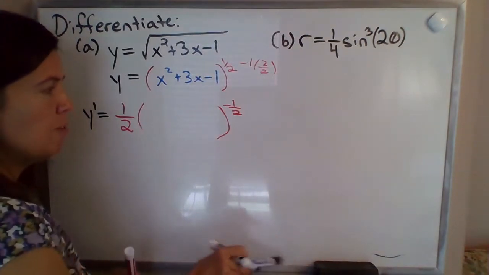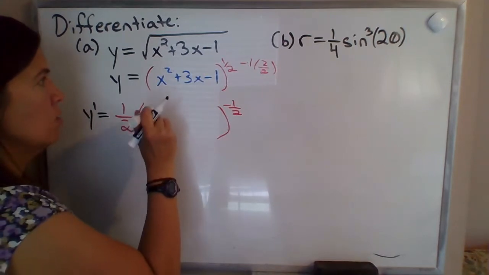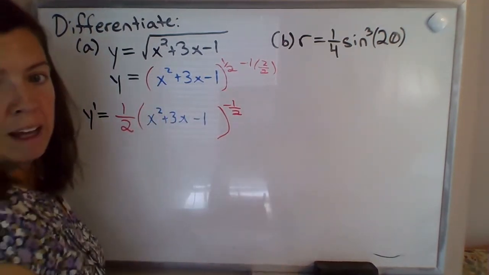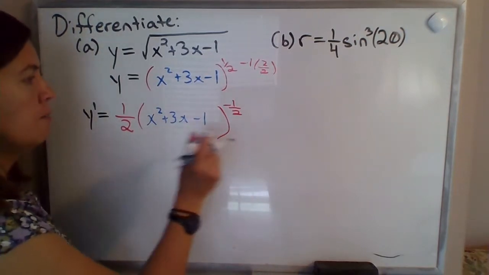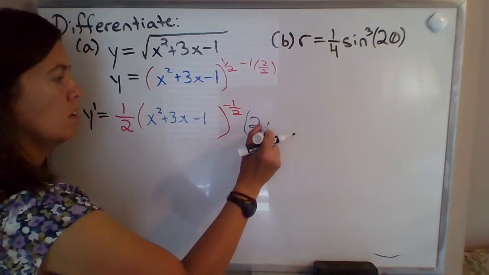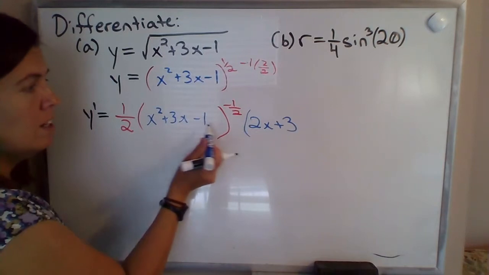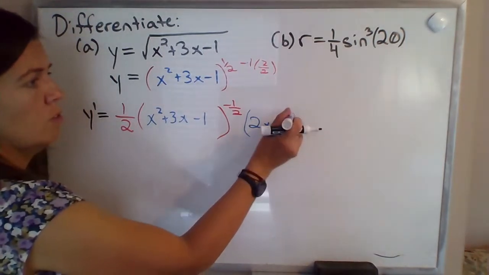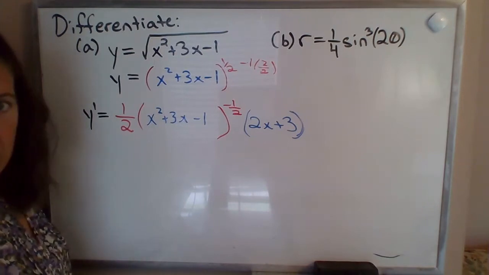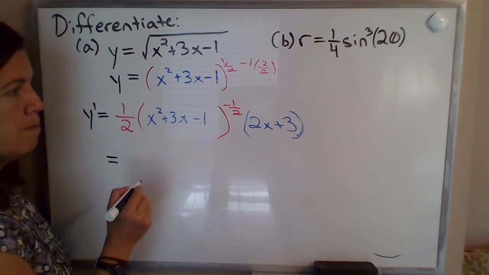Okay, so at this point, we've taken the derivative of the outside layer of this function. We leave the inside alone, x squared plus 3x minus 1. And then you multiply by the derivative of the inside. The derivative of the inside in this case would be 2x plus 3, since the derivative of x is 1 and the derivative of a constant is 0. So just 2x plus 3 for the derivative of the inside. And so that's it. We've taken the derivative using the chain rule. Now we would just want to clean it up a bit.